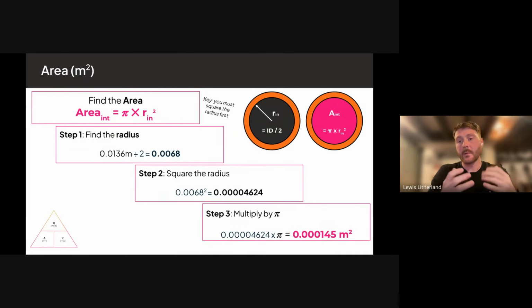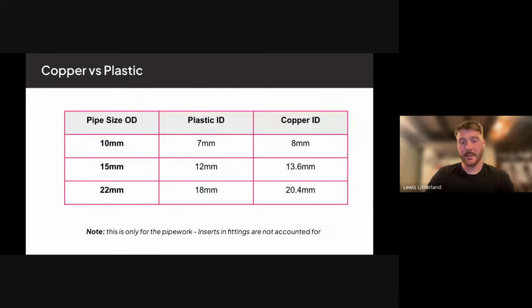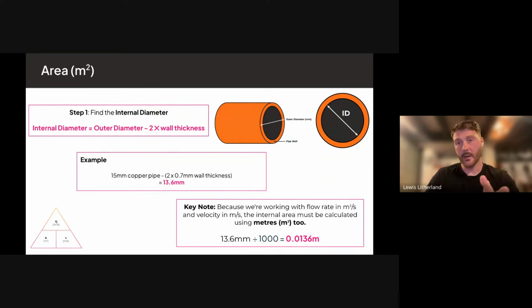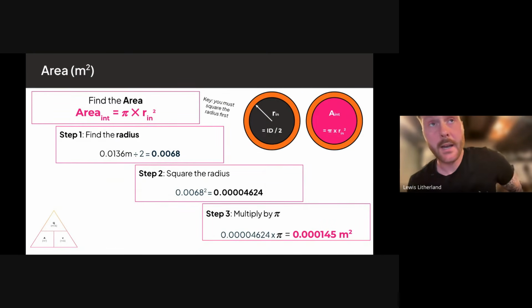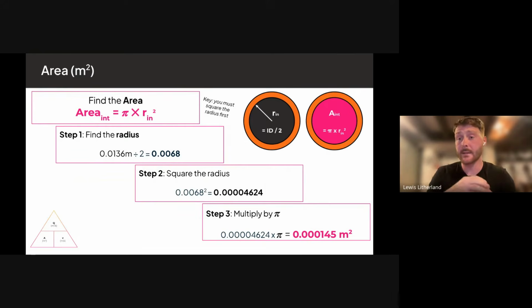Okay, so once we're finding the area, because I did a little bit of a sidetrack there, the final part we got to was that we'd found the internal diameter of the pipe. So step one, we found the internal diameter of the pipe. We converted it into meters. We were at 0.0136.